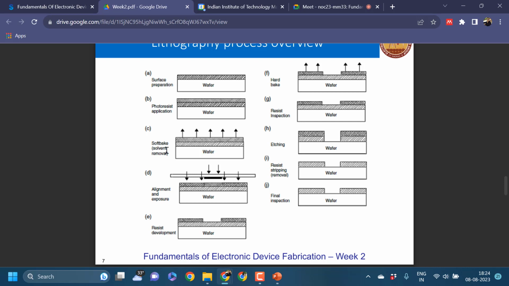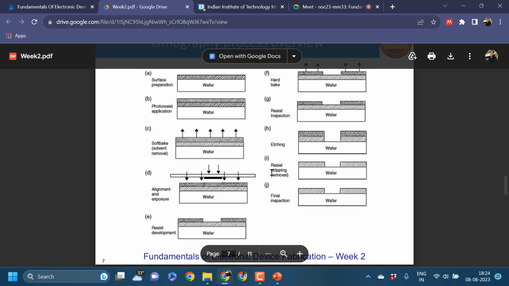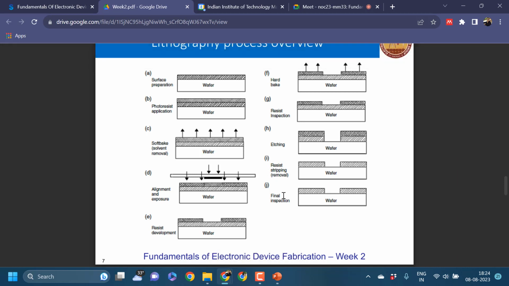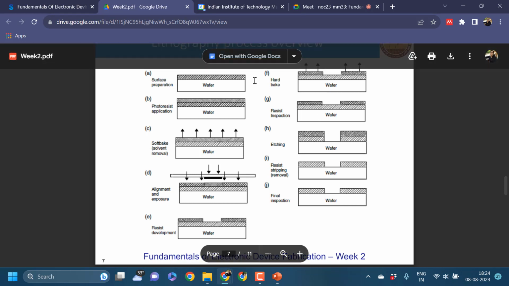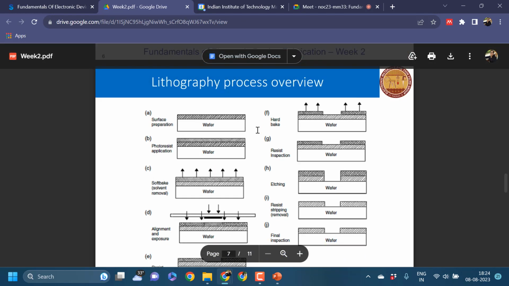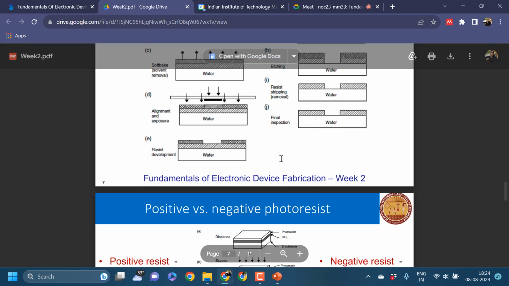Once that is completed, the resist will be inspected to see whether it has been completely patterned or not. And finally, we will do a chemical etching so as to remove the oxide layer. And once that is done, the remaining photoresist will be stripped, and finally it will be sent for electrical inspection and so on. So these are the basic processes that happen in lithography.